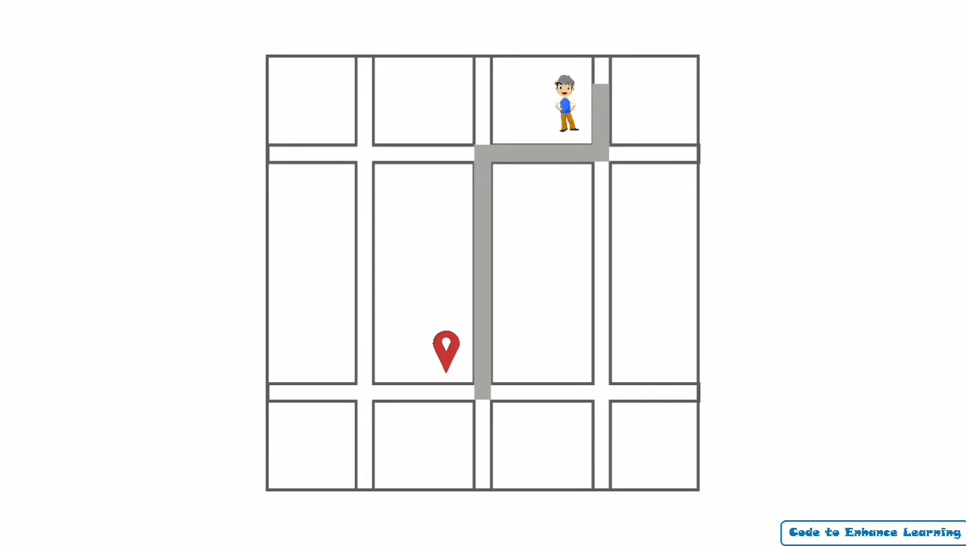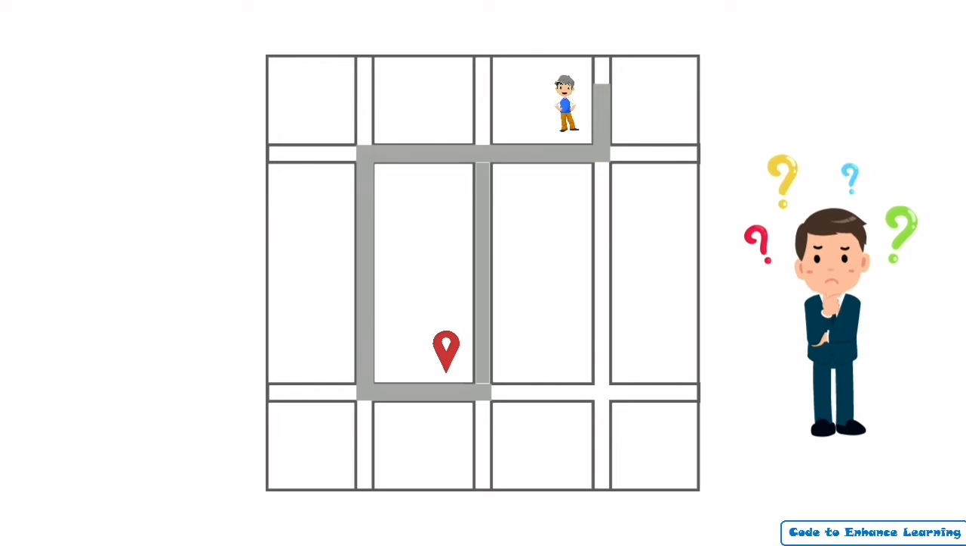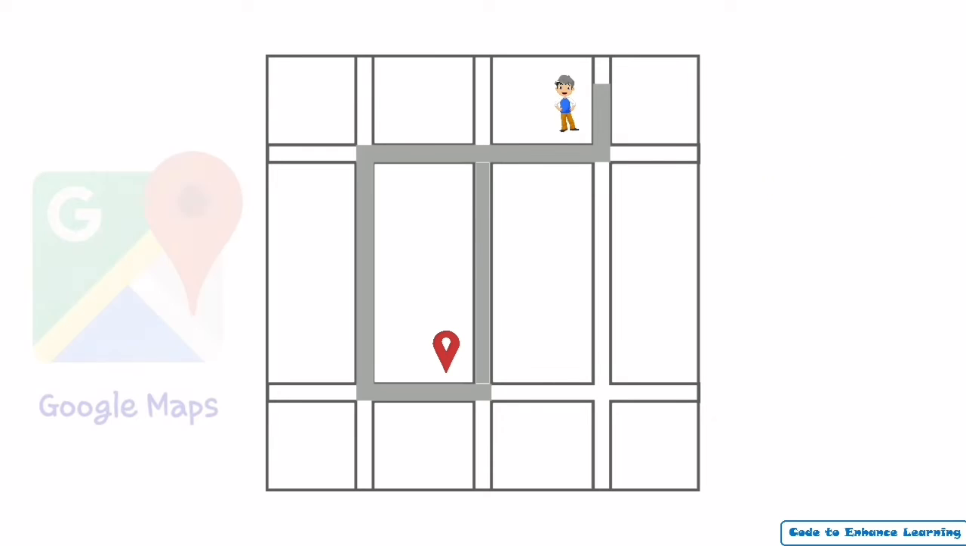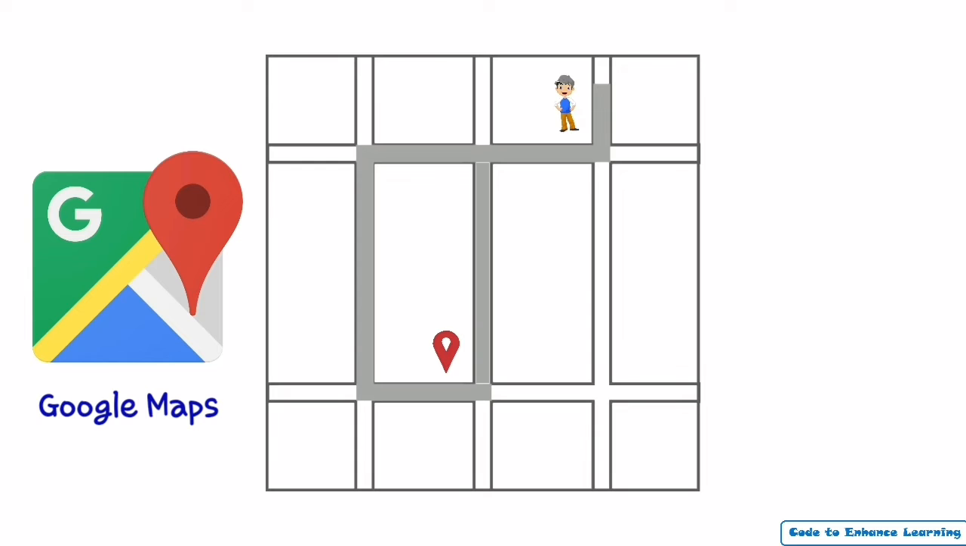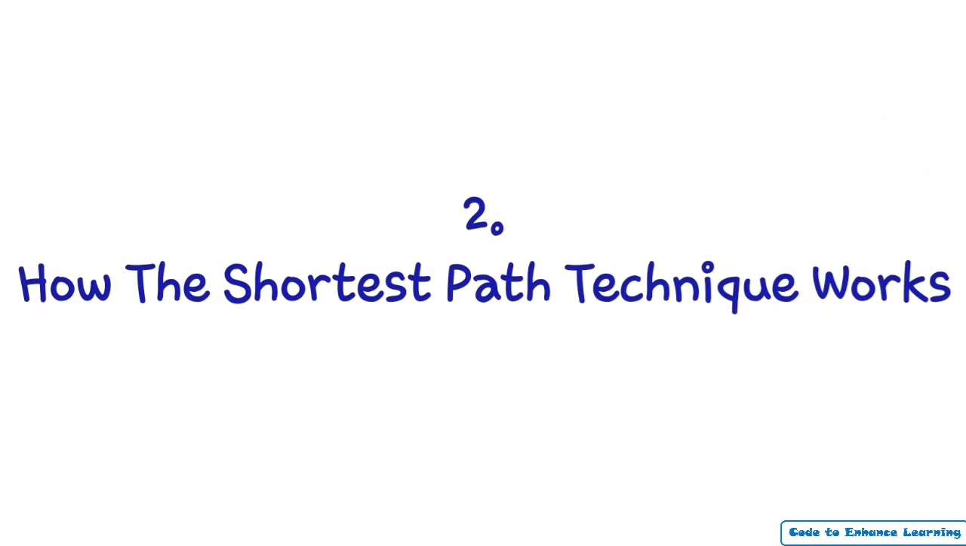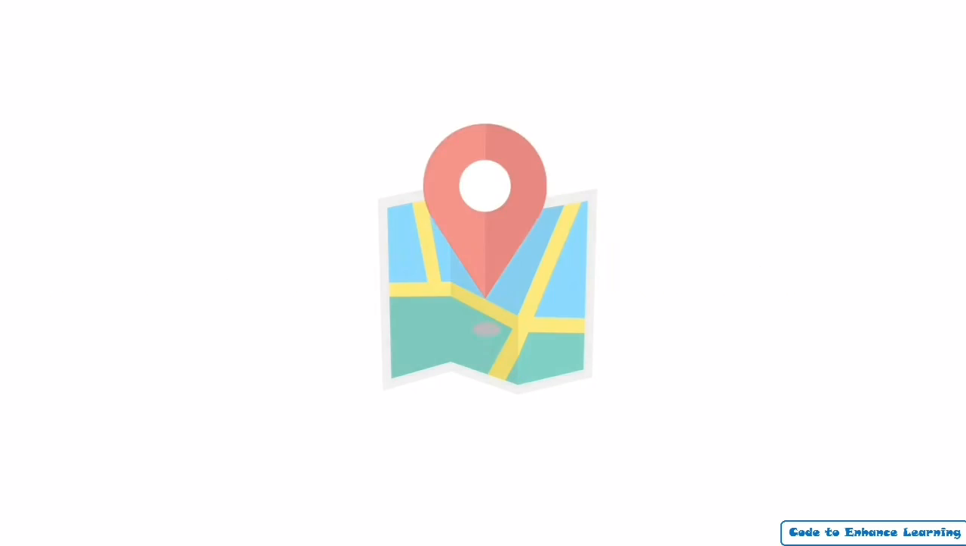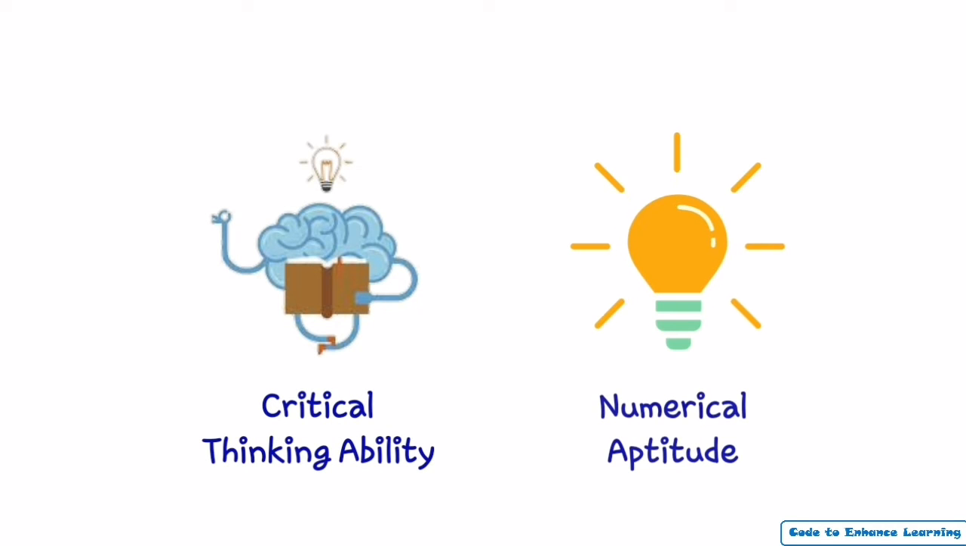Another person might tell you a different path. The question that might come to your mind is, which one of them is the shortest path? To answer questions like these, Google has an app called Google Maps. Using this app, you can enter a destination and the app will show you the shortest path from your location to your destination. As you apply the technique of shortest path, you will be developing critical thinking ability and numerical aptitude.